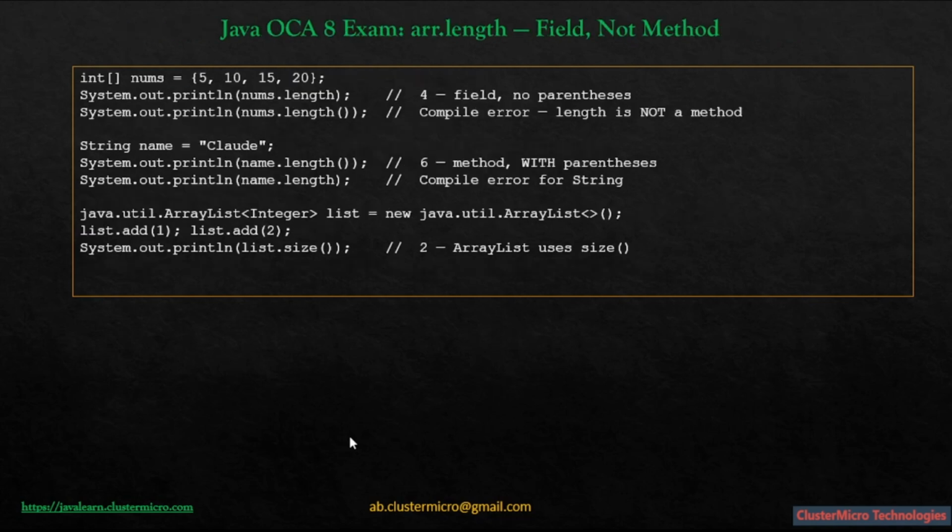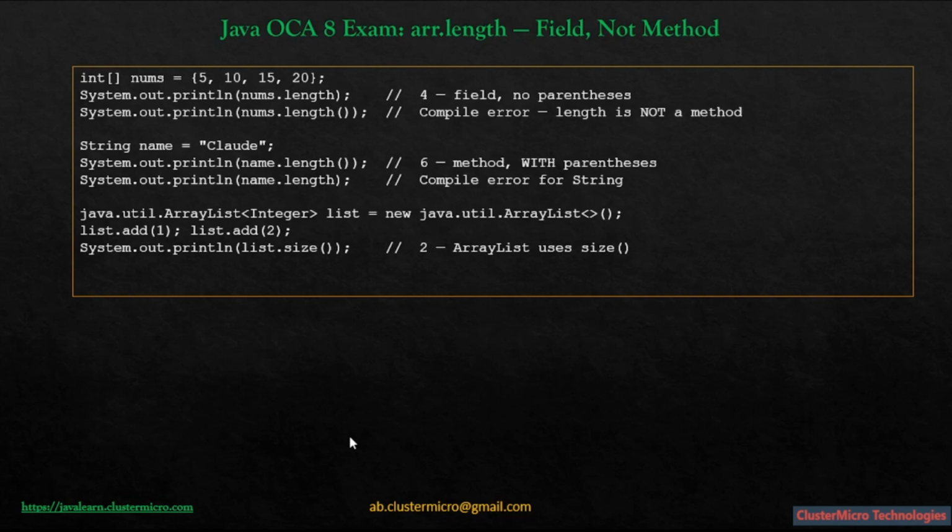Next is the arr.length field. It's a field, not a method. This is a classic OCA exam trap and an easy concept to score points on if you remember the differences. There are 3 ways to get the number of elements or characters, and each uses a different syntax. For arrays, you use arr.length without parentheses. The length is a public final field of the array object, not a method. Adding parentheses like arr.length() will cause a compile-time error.